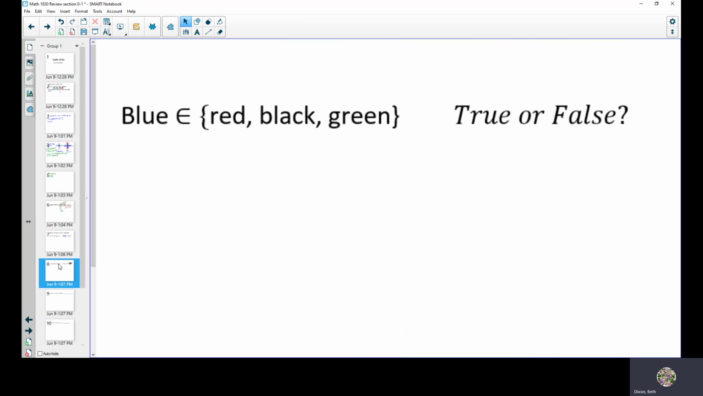Blue is an element of the set of colors red, black, and green. Well, let's say we have a flag. It's red, black, and green. Is blue a color on that flag? Well, if the only colors on that flag are red, black, and green, blue is not a color of that. So that is false.